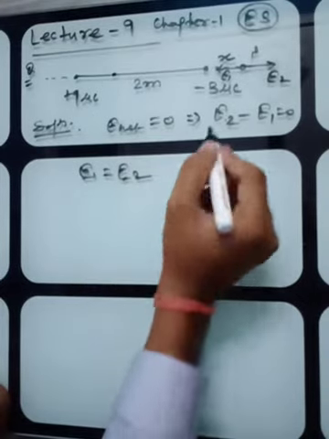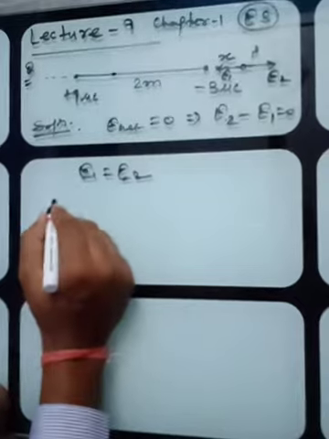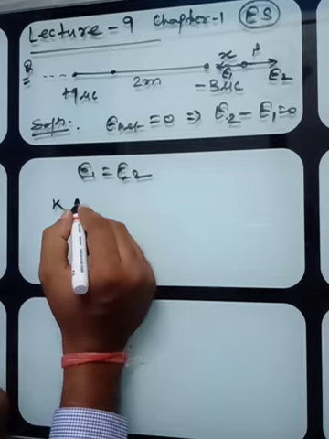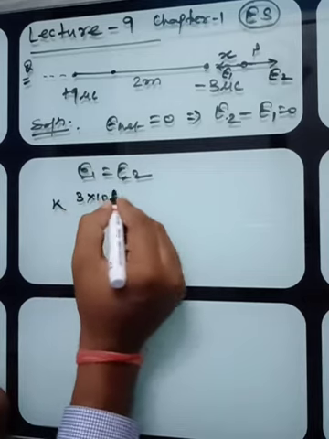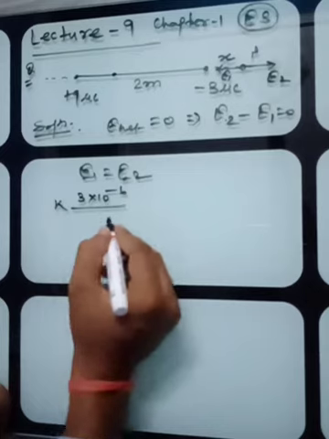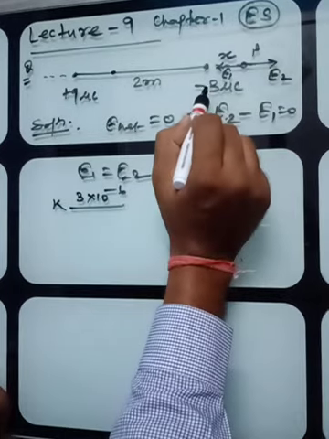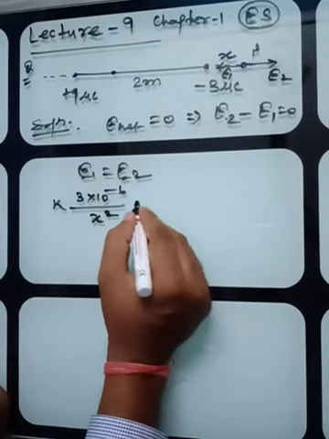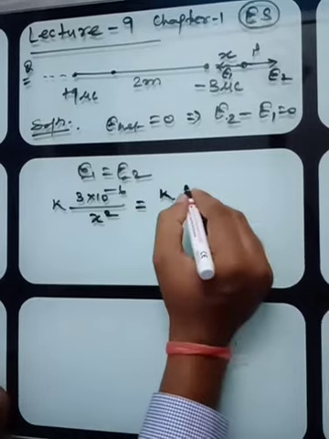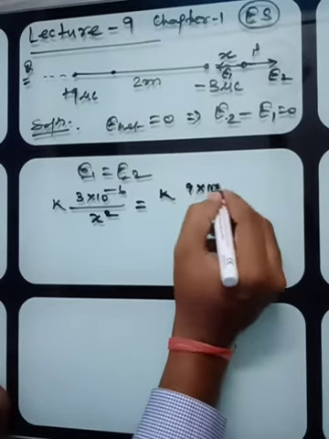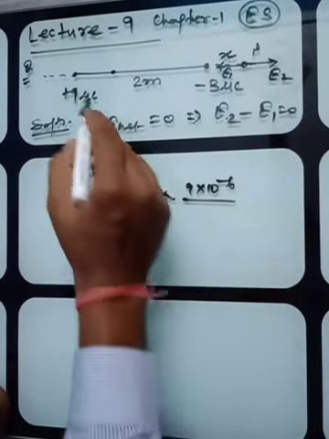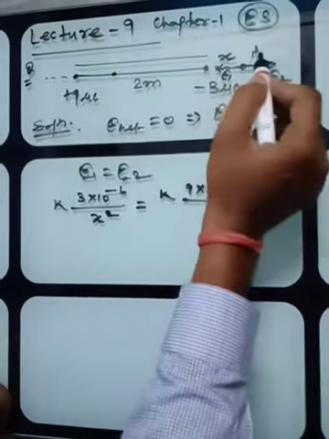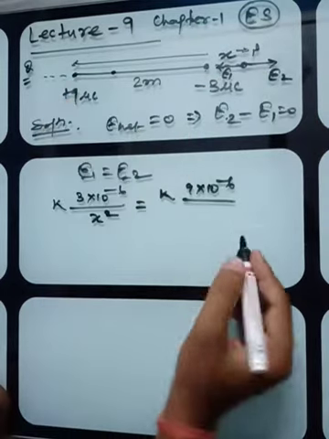Now, due to this negative charge, the field will be kQ over r squared. Remember, we have to write only the magnitude, not the nature. So kQ is 3 times 10 power minus 6 for the microcoulomb divided by x squared. From this negative charge, the point is x distance away, and this equals k times 9 times 10 power minus 6 divided by the distance from this positive charge, which is 2 plus x, squared.